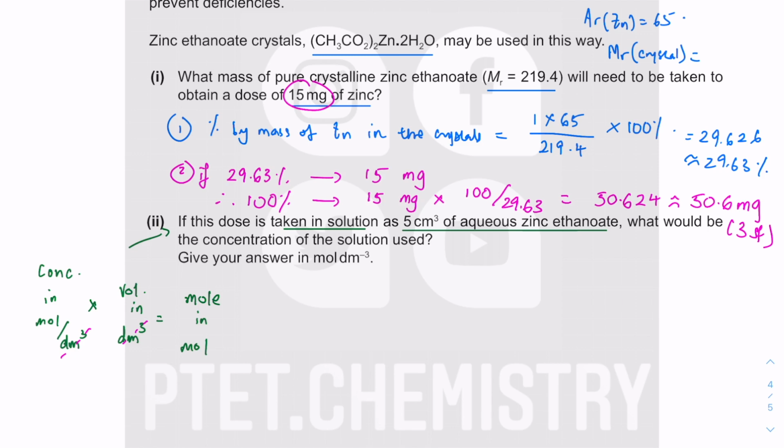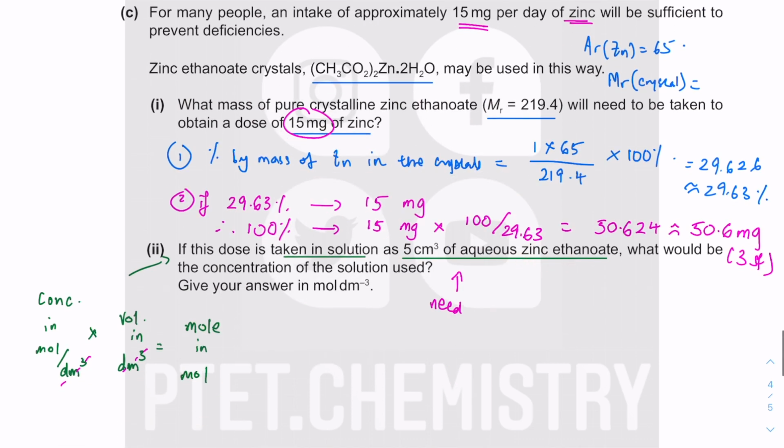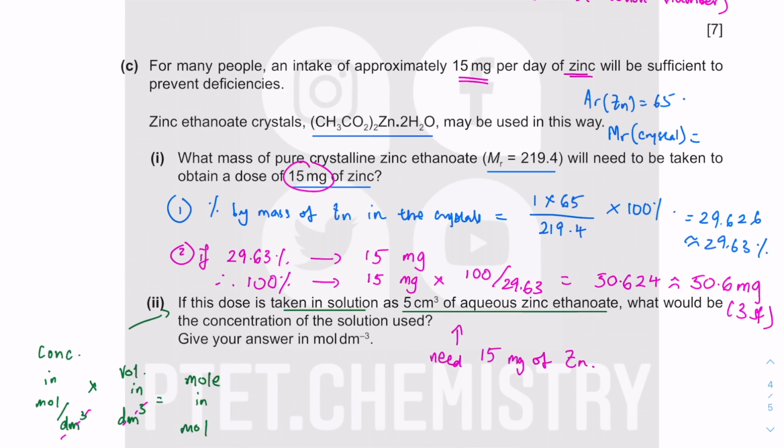What do I need? Okay, so we know we need 15 milligram of zinc. That 15 milligram is of zinc, not of zinc ethanoate crystals, not of aqueous zinc ethanoate. We need 15 milligram of zinc. Okay, so if I look at the formula, one of these zinc ethanoate, the mole of zinc is equal to the mole of zinc ethanoate.